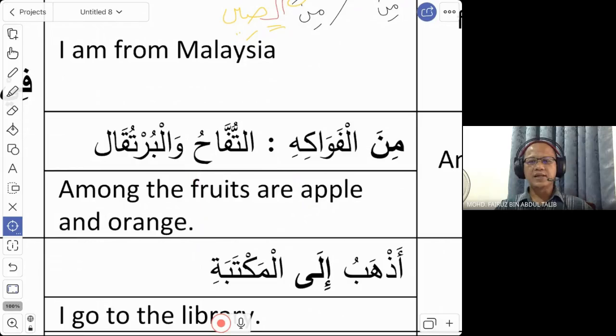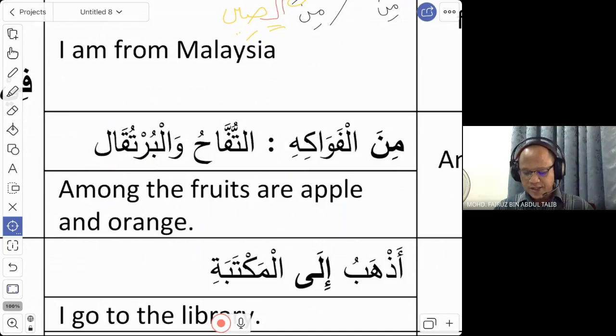At-tufah, apple. Wa al-burtuqal. Wal-burtuqal, wa and al-burtuqal, orange. This is the word that we learn when we learn about the colors, right? Orange color, burtuqali. This is the fruit, burtuqal.